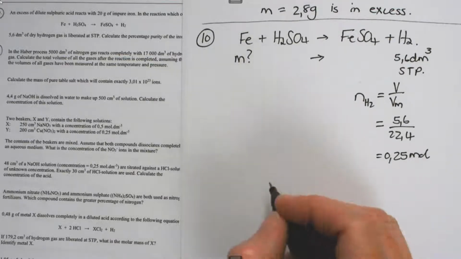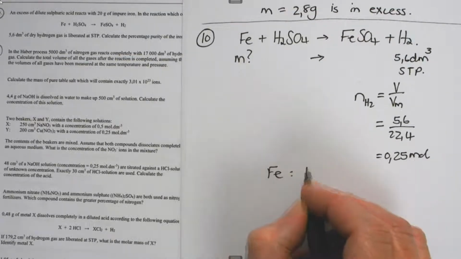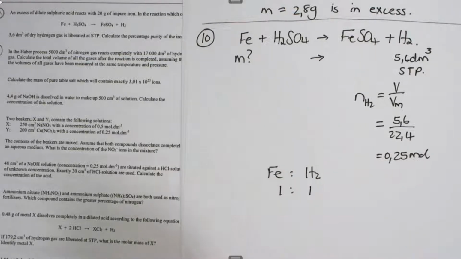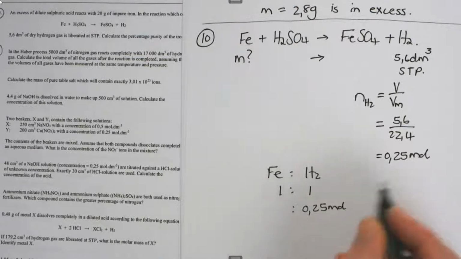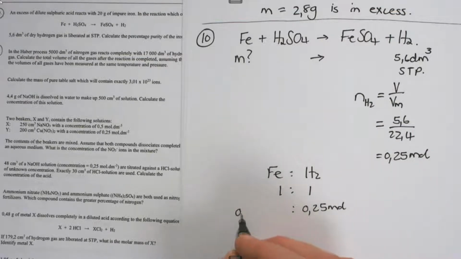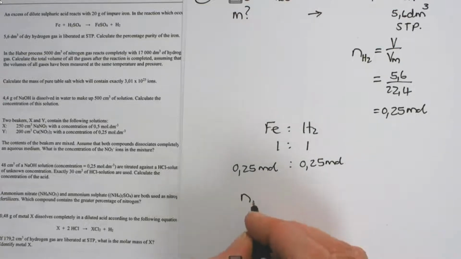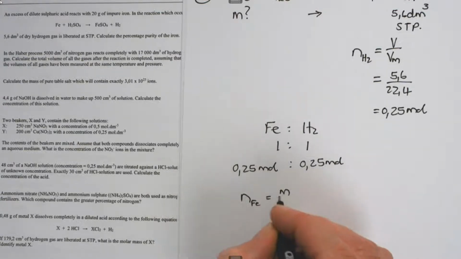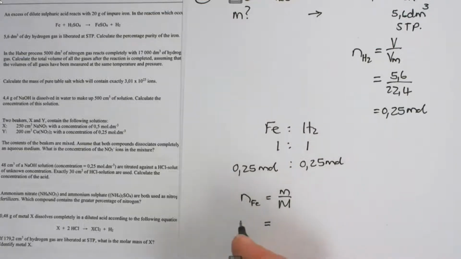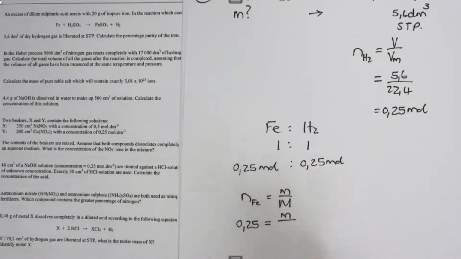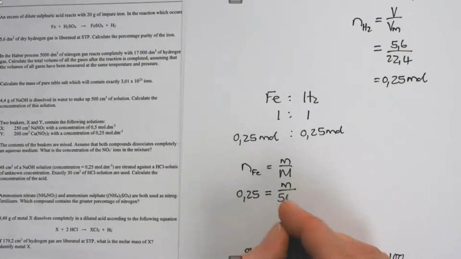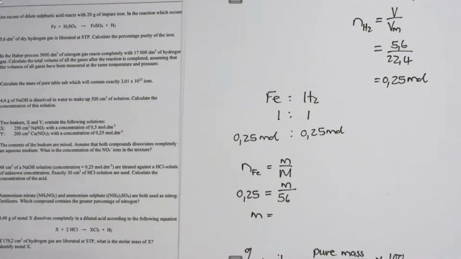Then the next step is mole ratio. So I'm going to do iron to hydrogen, and the mole ratio again in this case is 1:1. And it's 0,25 for hydrogen. I got it from there. So that means the iron is also 0,25 moles. And then I must just determine the mass. So the n of iron equals small m divided by capital M, and 0.25, and the molar mass of iron is 56. So I take that number on my calculator, multiply by 56, so I get 14 grams.